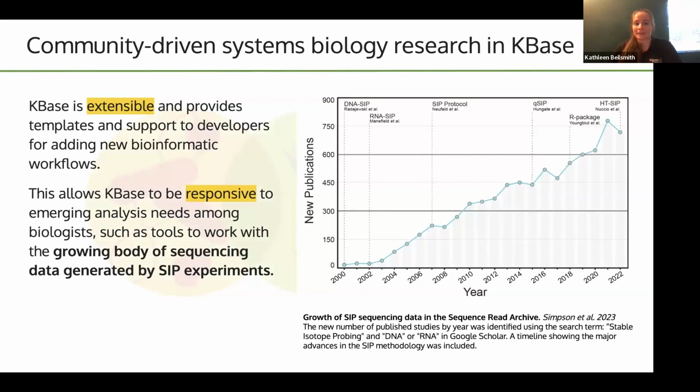One great thing about KBase is that it's extensible, so it provides templates and support to help developers like Jeff add new workflows like the qSIP analysis into KBase. And this allows us to be responsive to emerging analysis needs. For example, the need for tools to work with the growing body of sequence data that are generated by stable isotope probing experiments. So over here, we have a figure with time on the x-axis, and then on the y-axis is just a number of publications with some key search terms related to stable isotope probing that link to sequencing data in the sequence read archive.